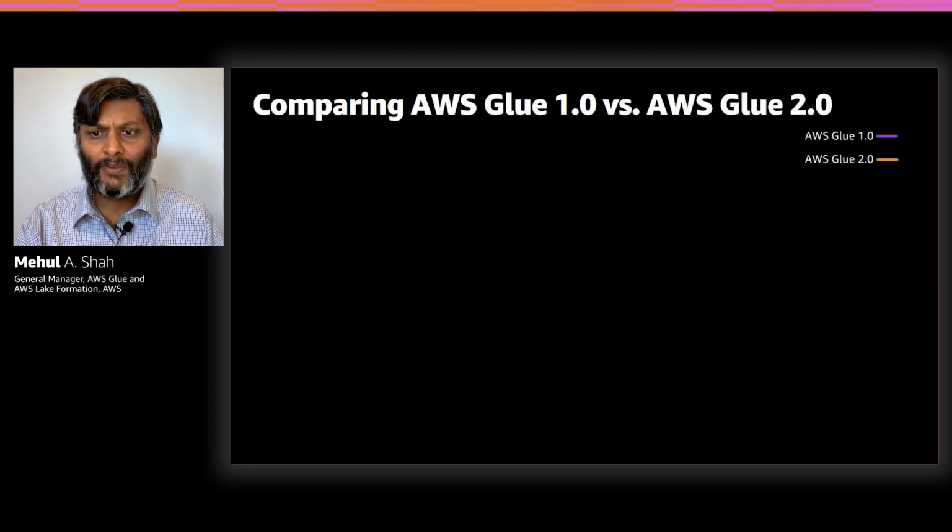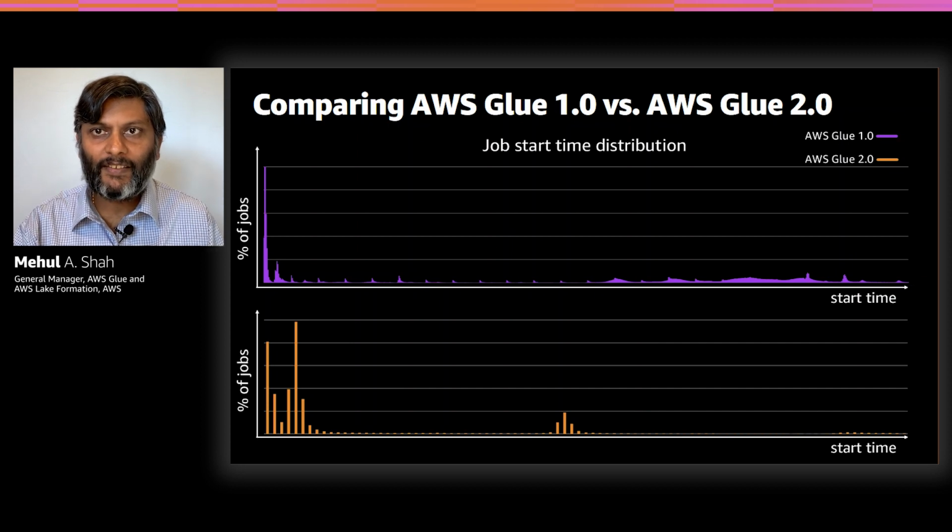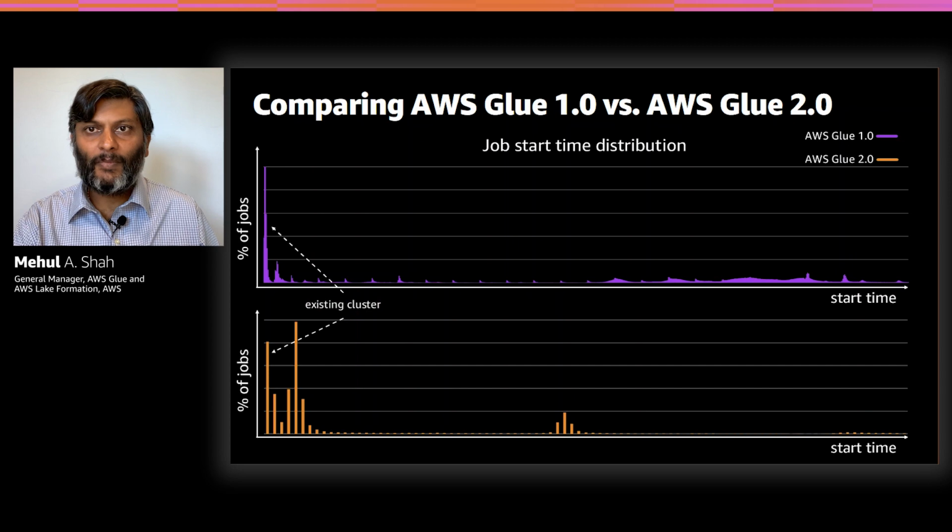All right, let's compare the two. At the top, we have the distribution of job startup times for 1.0, and on the bottom for 2.0. Now, the scales on the x-axis are not aligned properly, but that's okay. We'll fix that in a second. There are three things to notice here. If a job gets executed on an existing cluster, and this is the case most of the time, then the startup times are going to be short.